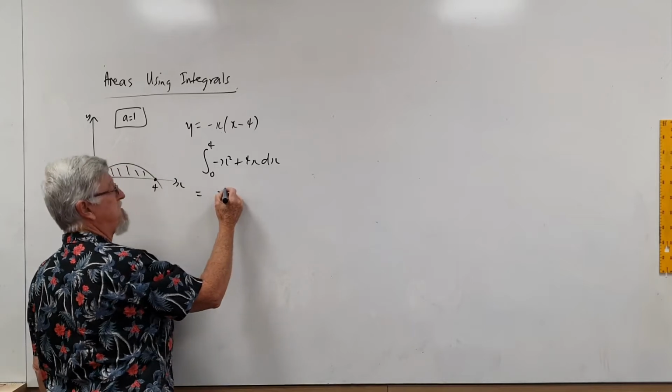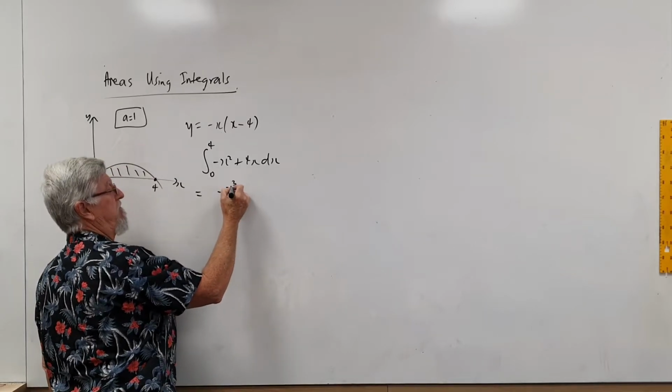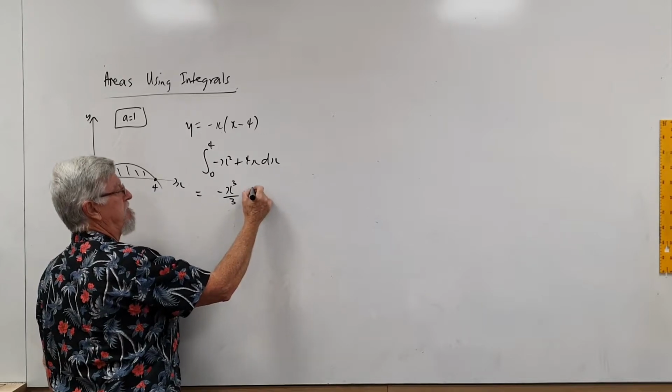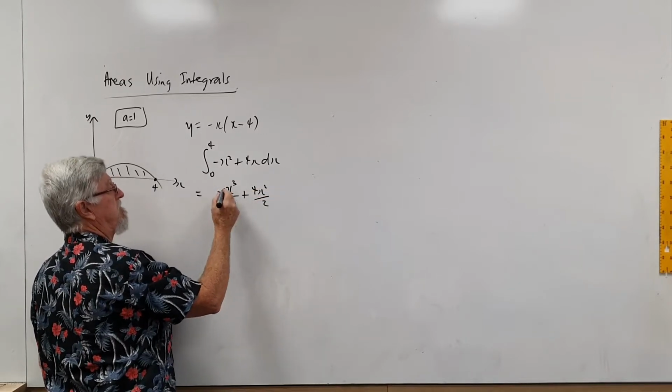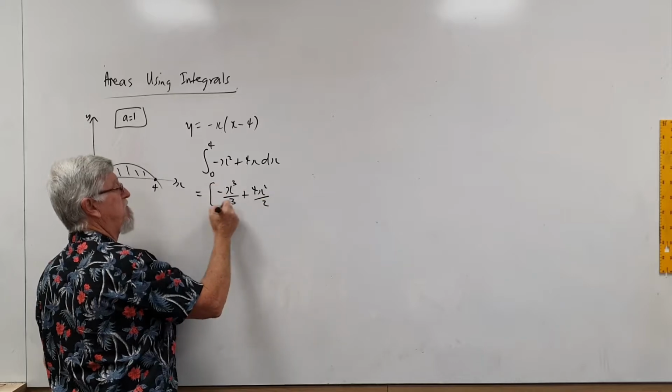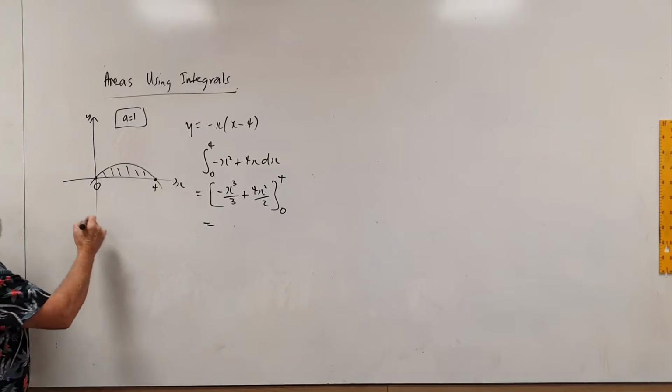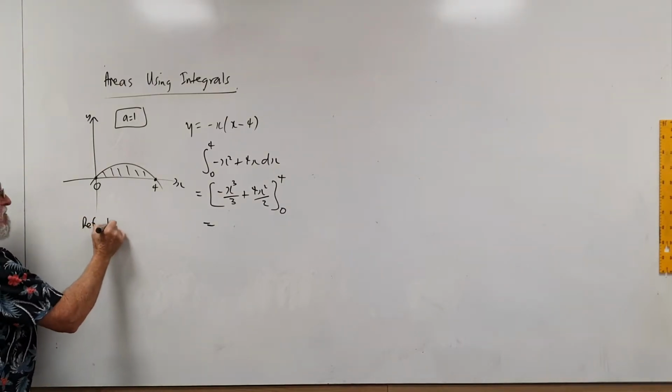Which is minus x cubed over 3 plus 4x squared over 2. Plus a c, but you don't have to write the plus c if you're going from 0 to 4. So it's what we call, I haven't nagged about it, this is a definite integral.